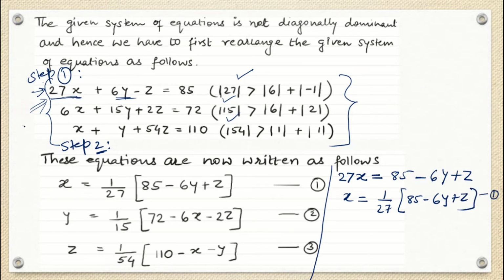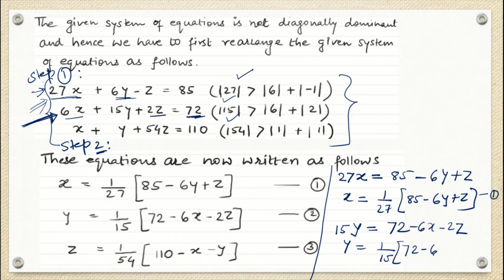Now I'm going to consider equation number 2. From equation number 2, I am rewriting the equation so that my left hand side will have only the variable y. So 15y is 72 minus 6x minus 2z. That means y is 1 by 15 times (72 minus 6x minus 2z). So this is my equation number 2.